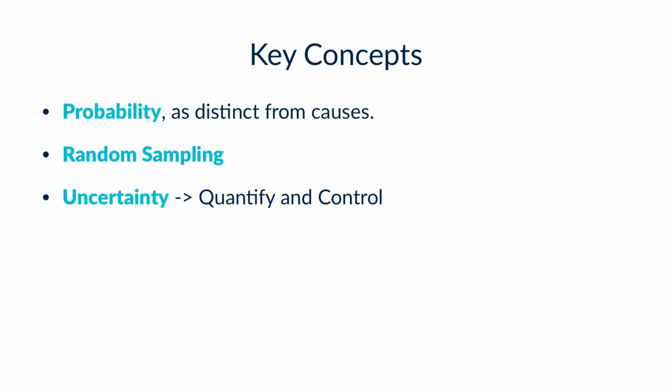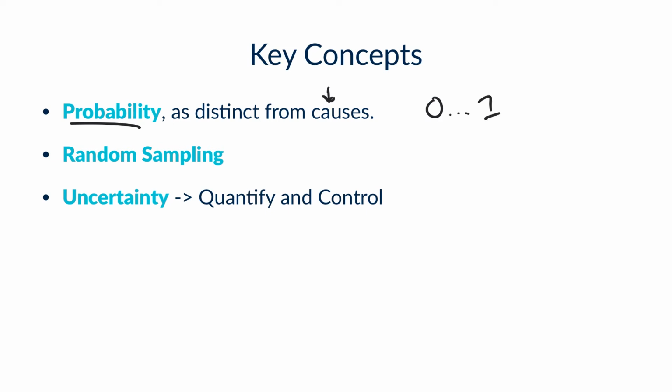Just a few more key concepts as we get into our study of applied statistics. The first concept is probability. Probability is something that's distinct from causes. In most cases, a probability is a number that can go from 0 to 1.